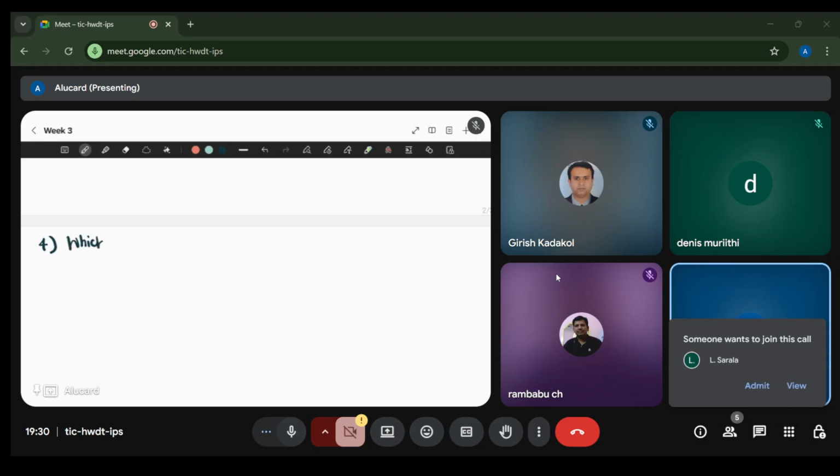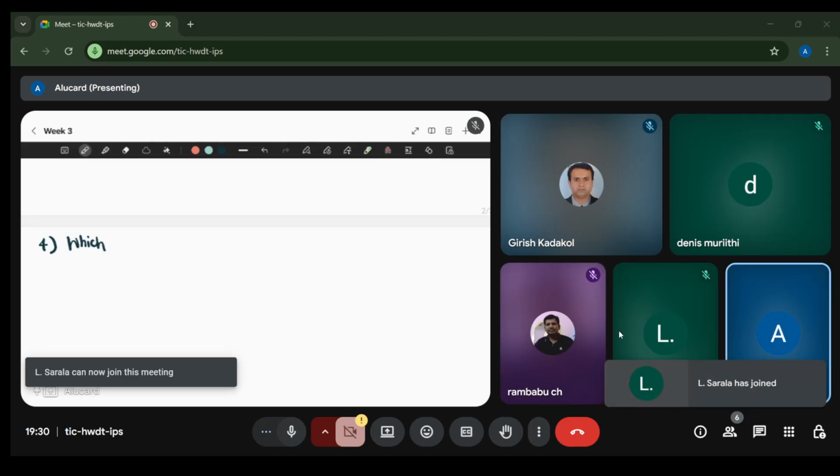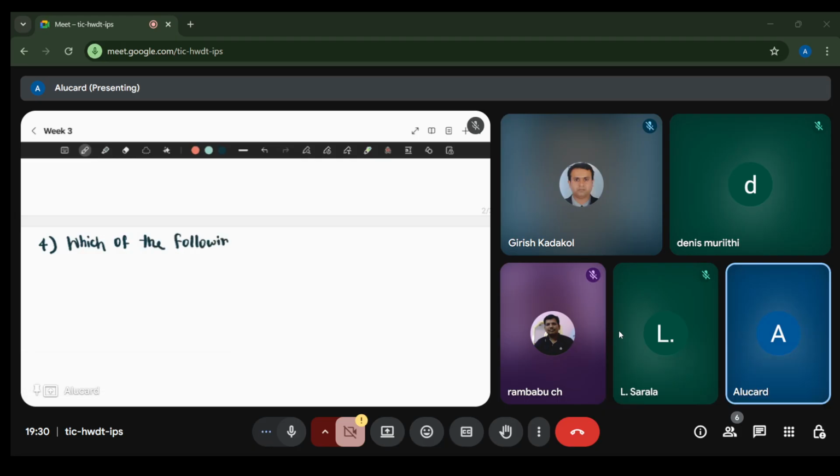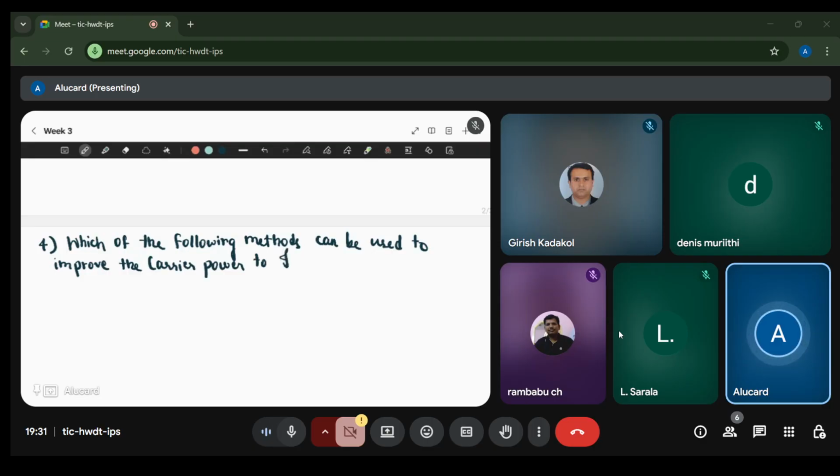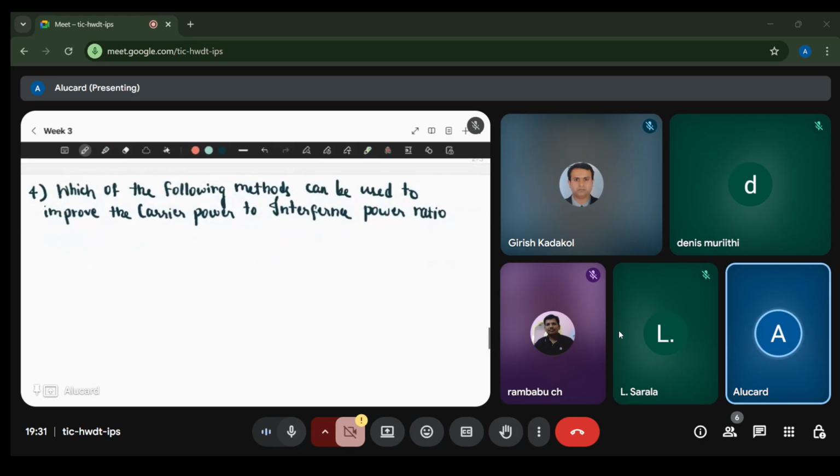Question 4 is, which of the following methods can be used to improve the carrier to interference power ratio, CIR, in an interference limited system?